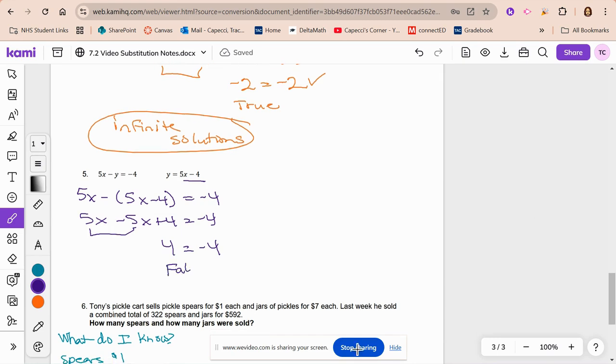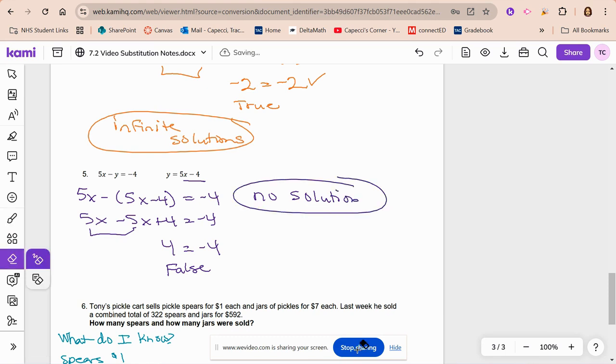This is not true. So what does that mean? It means that there's no solution. Doesn't matter what values you put in there, you're not going to get a true statement. No solution. And again, if you remember from when we graph, when do we have a no solution? It's when the lines are parallel because they never touch.